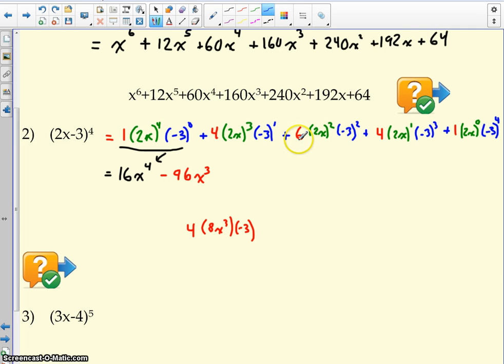Okay, let's keep going. So I'm going to have 6 times 2 squared times negative 3 squared. Now since the negative 3 is squared, it becomes positive, so it's positive 9 times 6 times 2 squared, which gives me 216, but it's positive 216x squared. Okay, so again, keep going. Try the last 2 terms on your own. Work along with me here.